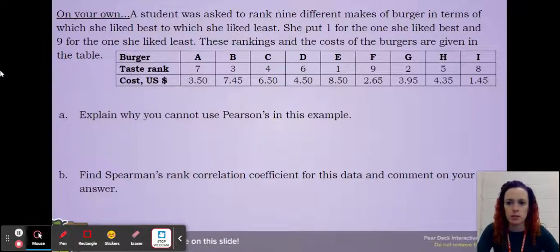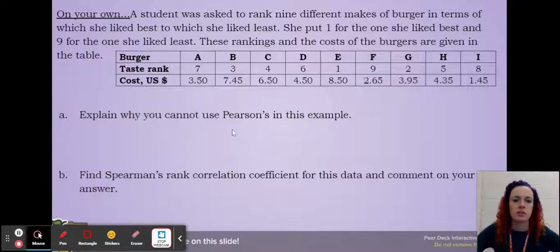And so, one more practice problem, but I'd like you to pause the video, try this one on your own, and then check back here for the answers. Our data here: a student was asked to rank 9 different makes of burger in terms of which one she liked best to which one she liked the least. She put a 1 for the one she liked the best and a 9 for the one she liked the least, and ranked them from there. These rankings and the cost of the burgers are given in our table.